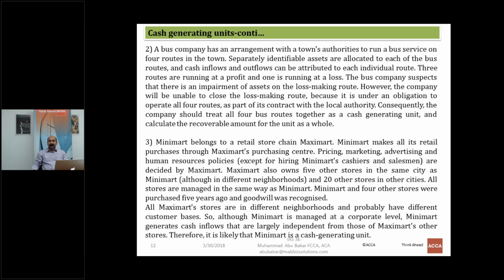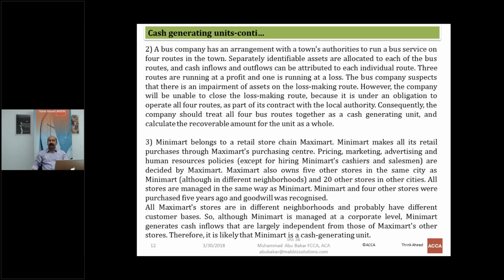Separately identifiable assets are allocated to each of the bus routes, and cash inflows and outflows can be attributed to each individual route. 3 routes are running at a profit and 1 is running at a loss. The bus company suspects that there is an impairment of assets on the loss-making route. However, the company will be unable to close the loss-making route because it is under an obligation to operate all 4 routes as part of its contract with the local authority.